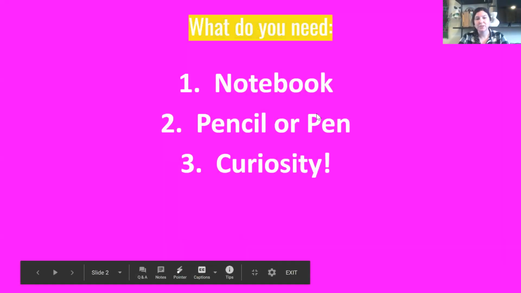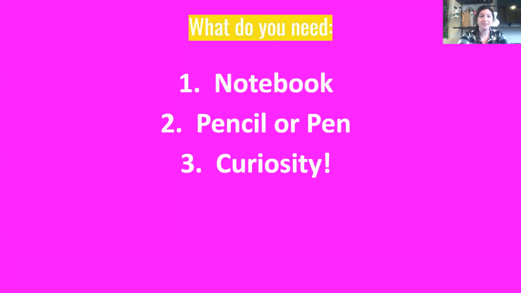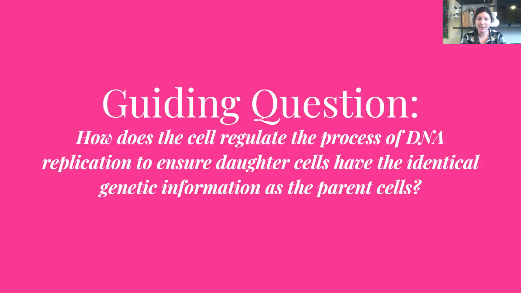All right, so as always, you'll need your notebook, pencil or pen, and your curiosity. Our guiding question: how does the cell regulate the process of DNA replication to ensure the daughter cells have identical genetic information as the parent cell? Thinking back to the cell cycle in general, the goal was to make an identical daughter cell. The purpose was to replace a dead or damaged cell so you can reinsert it so it can complete the functions the previous cell was doing.